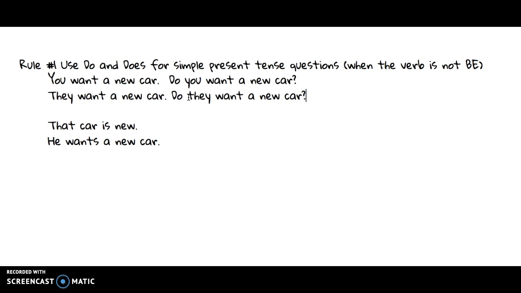Two things to look out for with this rule. Remember, this is the rule for simple present tense questions when the verb is not be. When the verb is be, we have to go back to our very first rule. And remember, with be verbs, you use inversion. So sometimes when we're using simple present, we're using a be verb. In that case, we use inversion. Is that car new? So let's start our special cases.